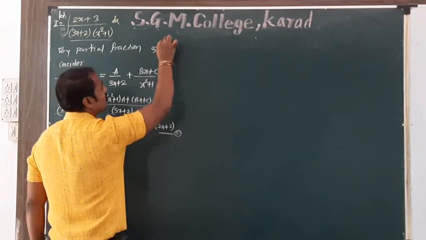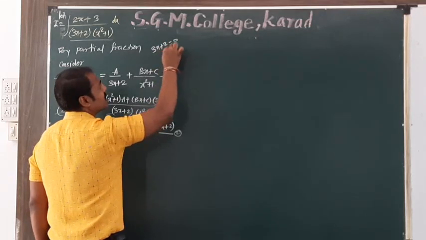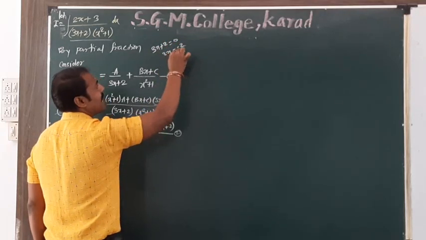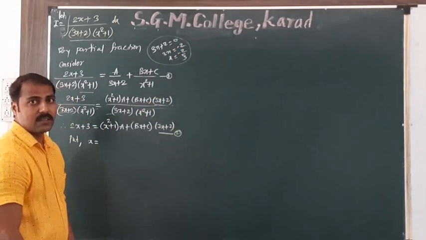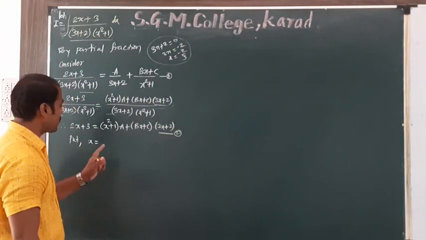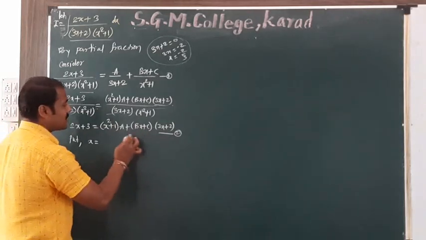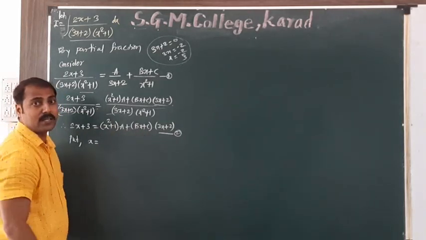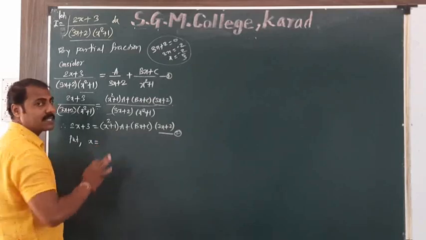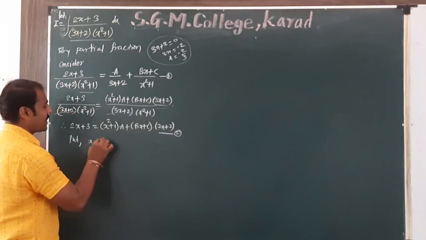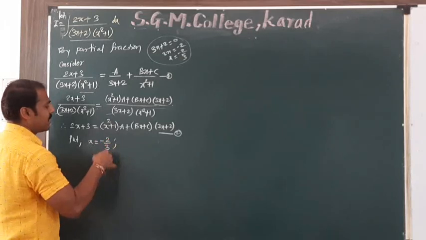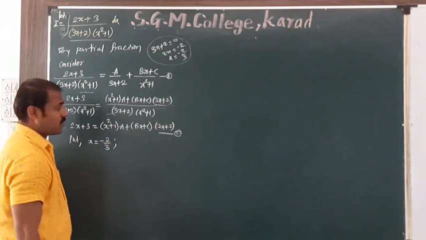3x plus 2 is 0 when 3x is equal to minus 2. It means that x is equal to minus 2 divided by 3. When x is equal to minus 2 divided by 3, that term becomes 0. There is only the term of a, and we can easily calculate the value of a. So putting x is equal to minus 2 divided by 3 in equation number 2.